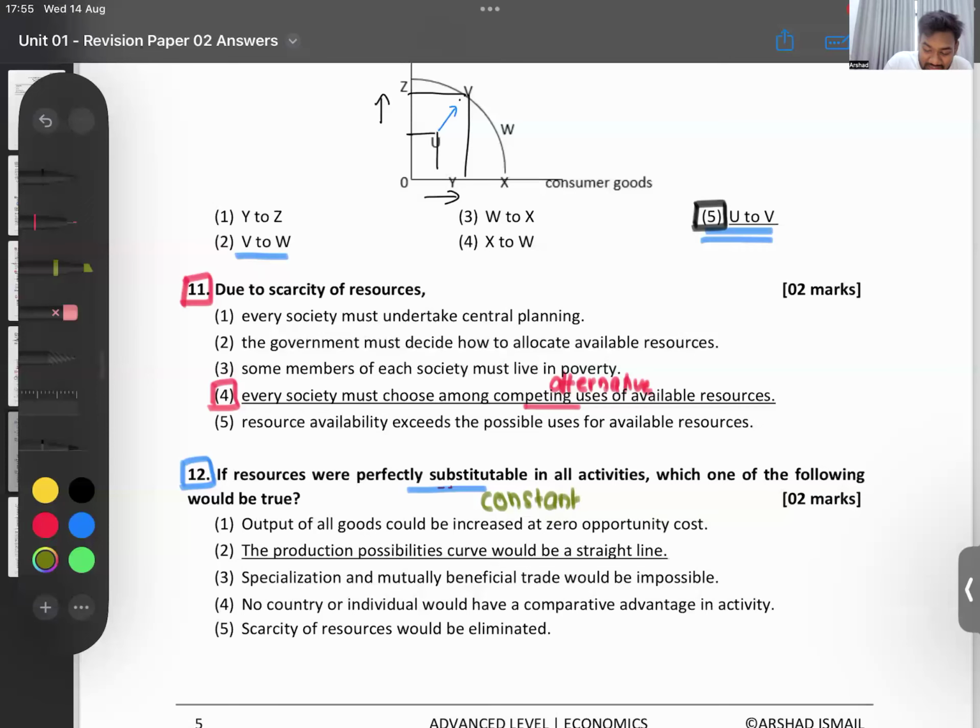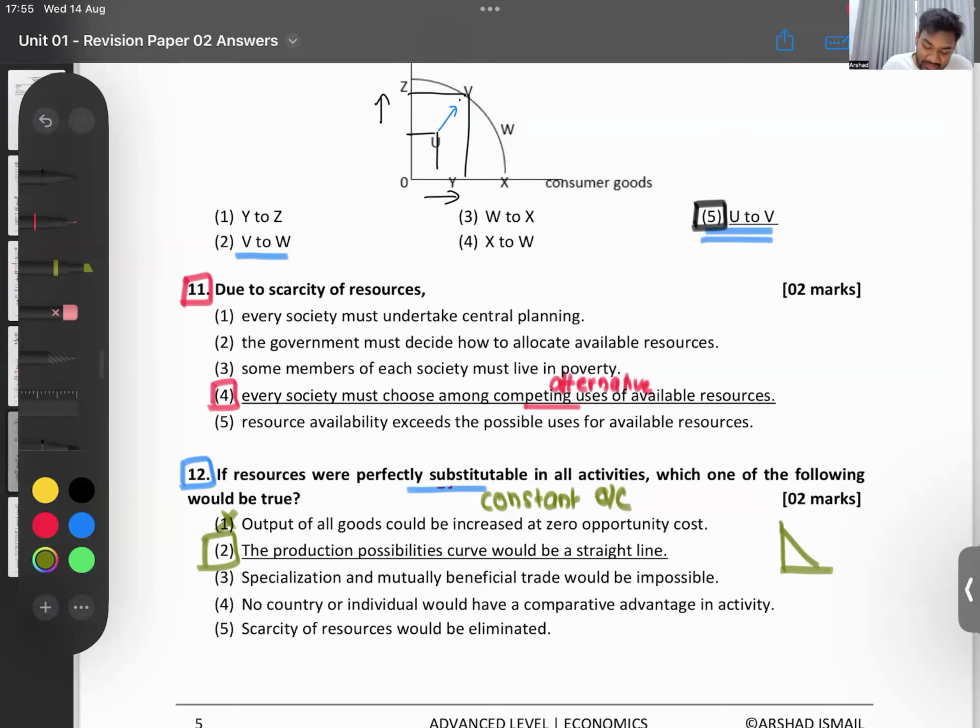We will learn this in focus area 4. So they say, does that mean zero opportunity cost? That is not zero opportunity cost. So that is constant opportunity cost. We will learn later. Output of all goods can be increased at zero opportunity cost? No. Production possibility would be a straight line? Yes. Remember, when you have constant opportunity cost, PPC is a straight line like that.